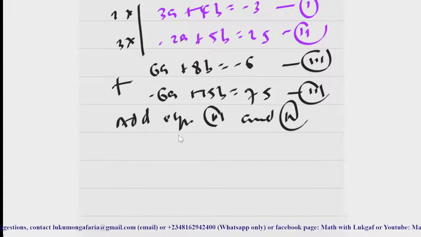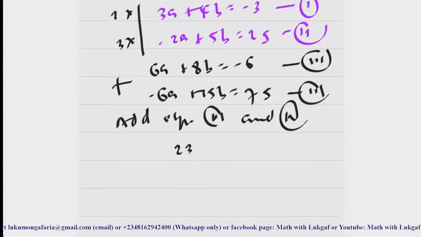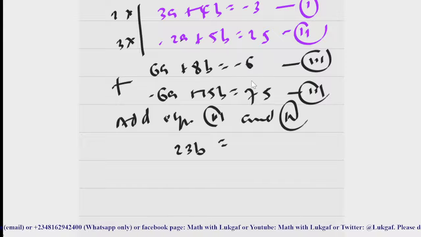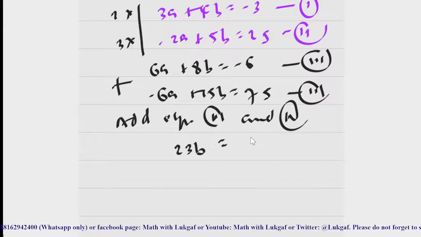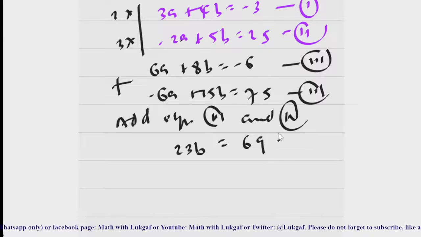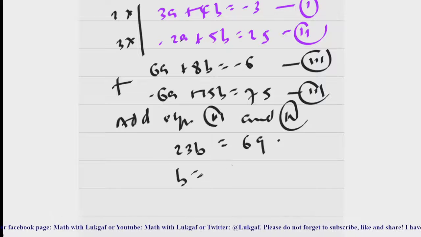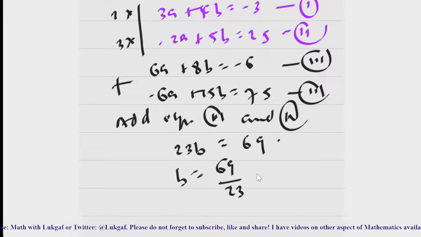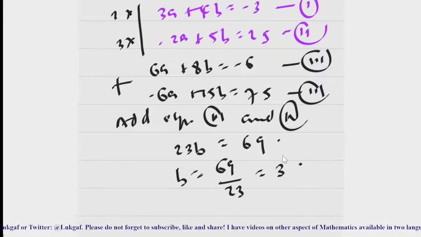8b plus 15b, that is 23b, is equal to, so minus 6 plus 75, that will give me what? 69. You understand? And then your b will now be 69 divided by 23, which is equal to 3. So you see that my b is equal to 3.